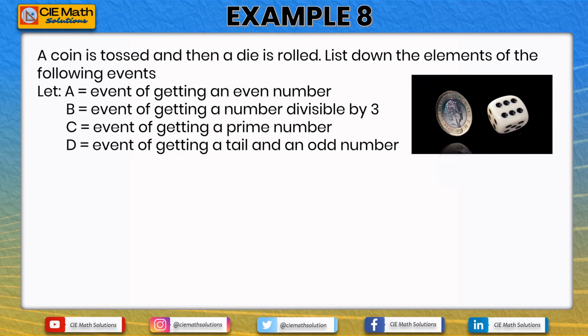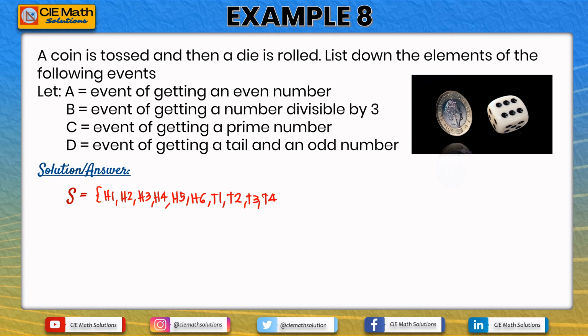Going to example 8. Using the same sample space, find the elements of the following events. Event of getting an even number. Event of getting a number divisible by 3. Event of getting a prime number. And an event of getting a tail and an odd number. Again, our sample space contains H1, H2, H3, H4, H5, H6, tail 1, tail 2, tail 3, tail 4, tail 5, and tail 6.